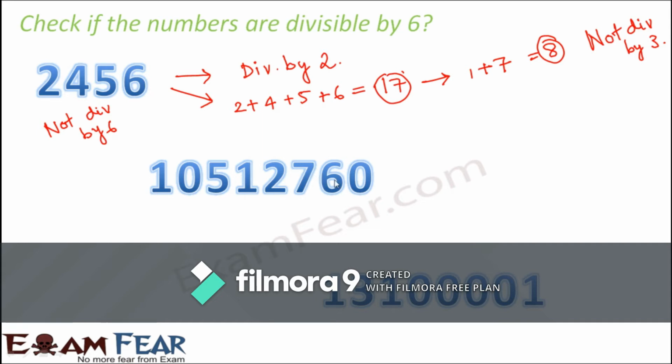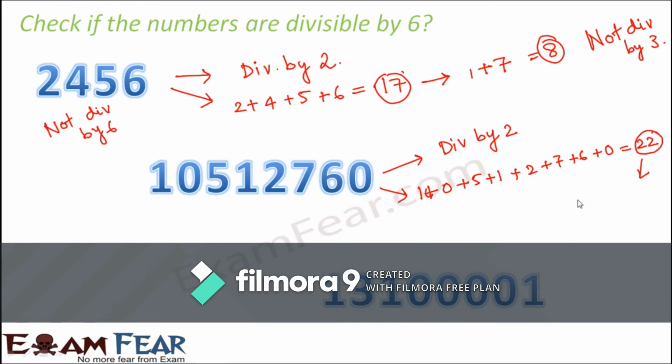Let's look at the next number. It is 10512760. So again here at the units place we have 0. Therefore this number is divisible by 2. To check the divisibility by 3, we will sum the digits, that is 1 plus 0 plus 5 plus 1 plus 2 plus 7 plus 6 plus 0. So this sum comes out to be 22. Again, if you are not sure if 22 is divisible by 3 or not, again sum them up, so you get 4, and 4 again is not divisible by 3. Therefore the number is divisible by 2 but not by 3. Therefore overall this number is not divisible by 6.